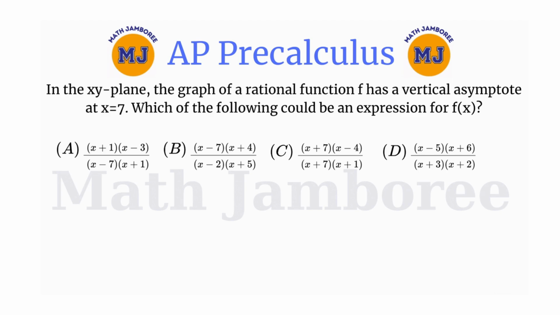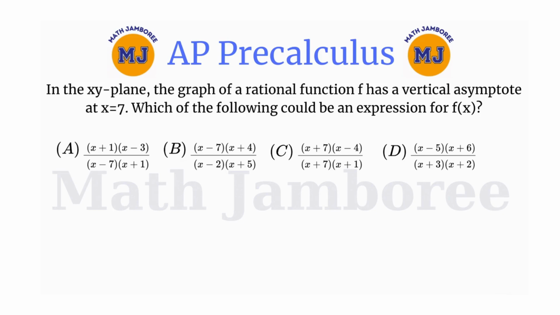In this video, we have another AP Precalculus type of question from the topic of rational functions and vertical asymptotes. Let's solve it together. In the xy plane, the graph of a rational function f has a vertical asymptote at x equals 7. Which of the following could be an expression for f of x?